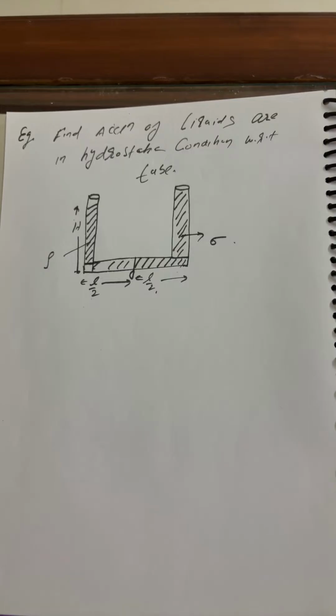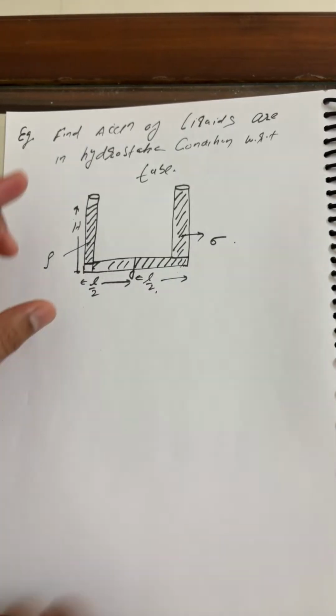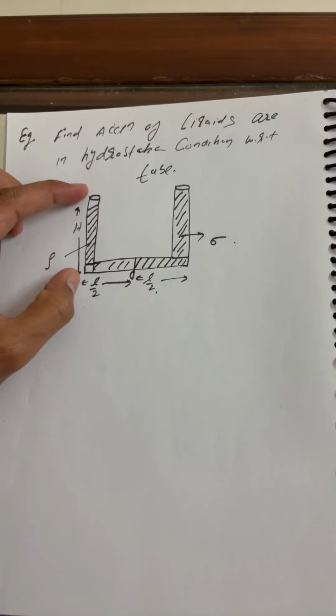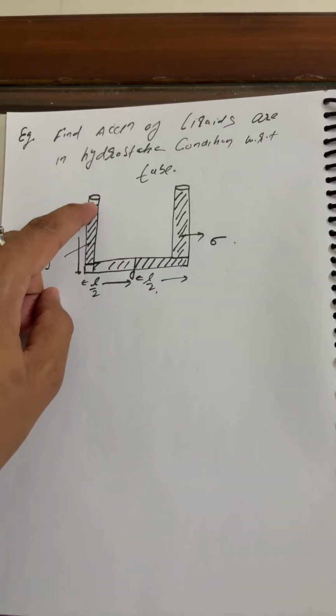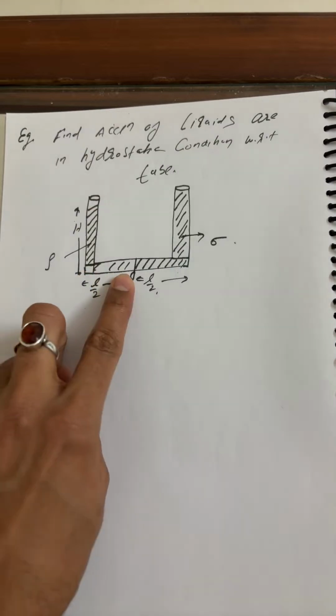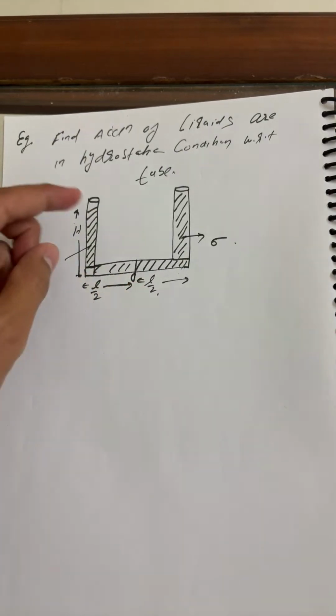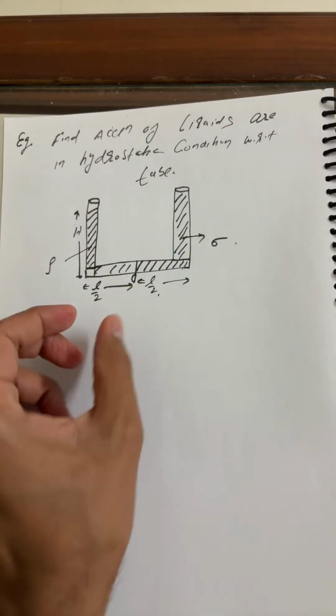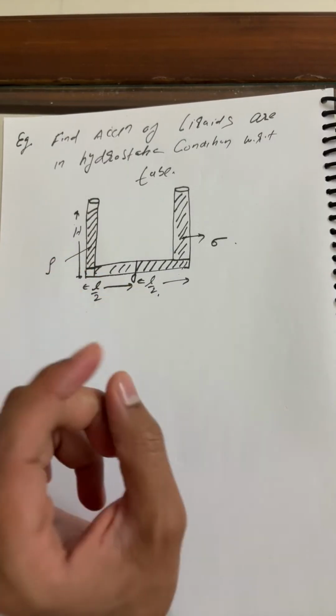Sir, can you explain the diagram once again? Yes, beta, I can explain. Just listen. This is one column, where the height is h and the density is rho. The density rho goes from here till the separator. This is L by 2, right?